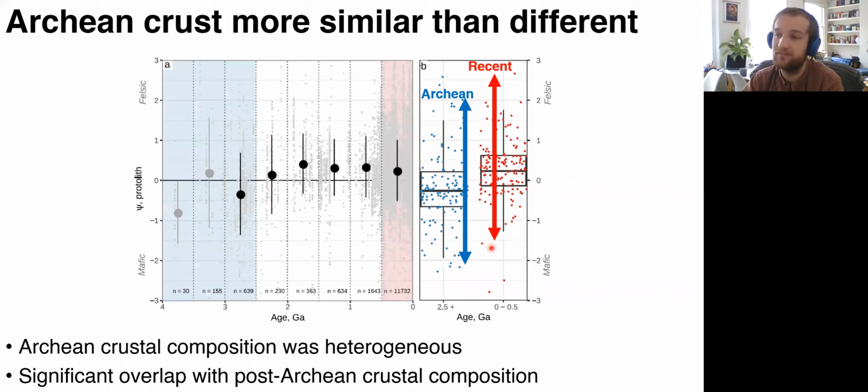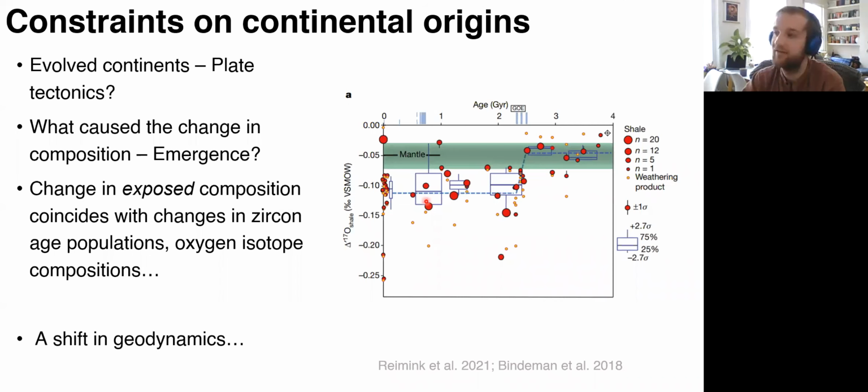Just flashing back to here quickly, we can see that there's a change in composition, admittedly a relatively small one, at around 2.5 billion years ago. There's some shift happening in the continents. And this is interesting because this is exactly around the same time we see shifts in a whole bunch of other geochemical proxies. So here, this is data from Bindeman et al. 2018 in Science.